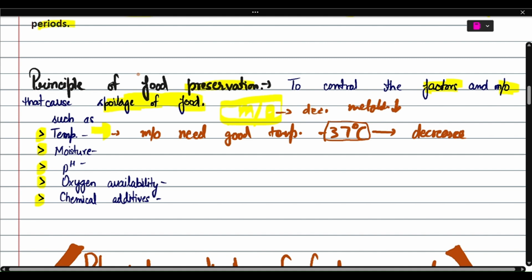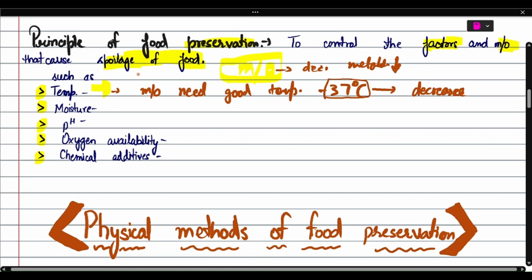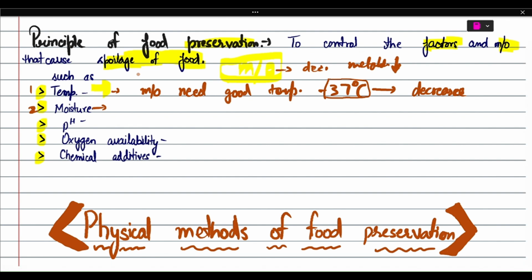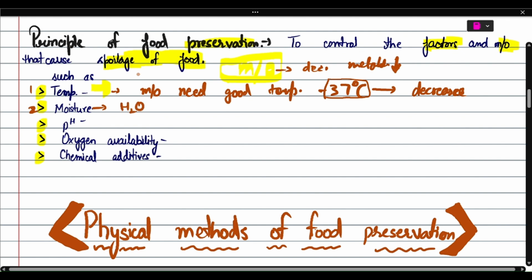Okay. Then we have moisture, which is our second point. Moisture, which means basically water, is required by microorganisms to grow. So there is an optimum moisture content which is required by microorganisms. What we can do is control the humidity or moisture in the surroundings, which can also increase the shelf life or decrease the spoilage of food.